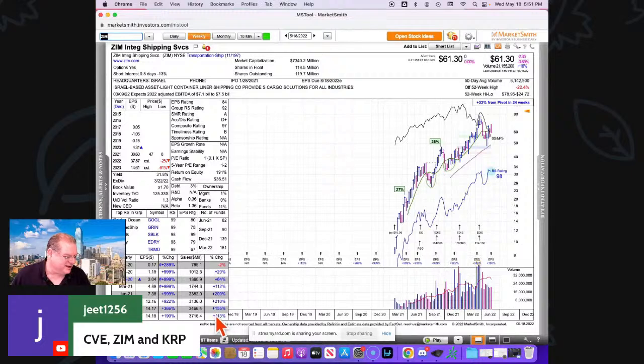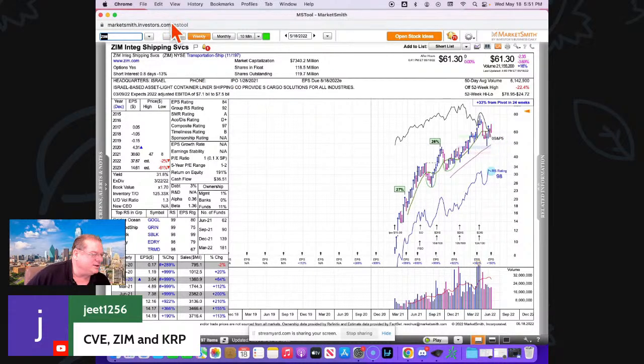Up 113% in terms of the sales, up 190 in terms of the profit. So this is a very profitable stock. It's an RS line blue dot, which is a very good thing. But I don't know. I do like the fact that it may be reversing here. I'm a little gun shy right now.